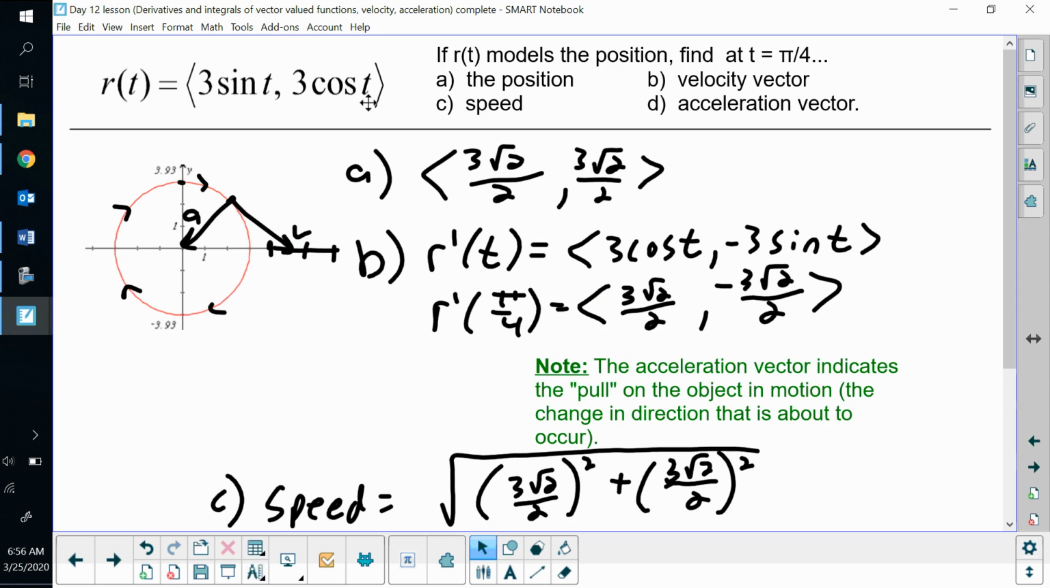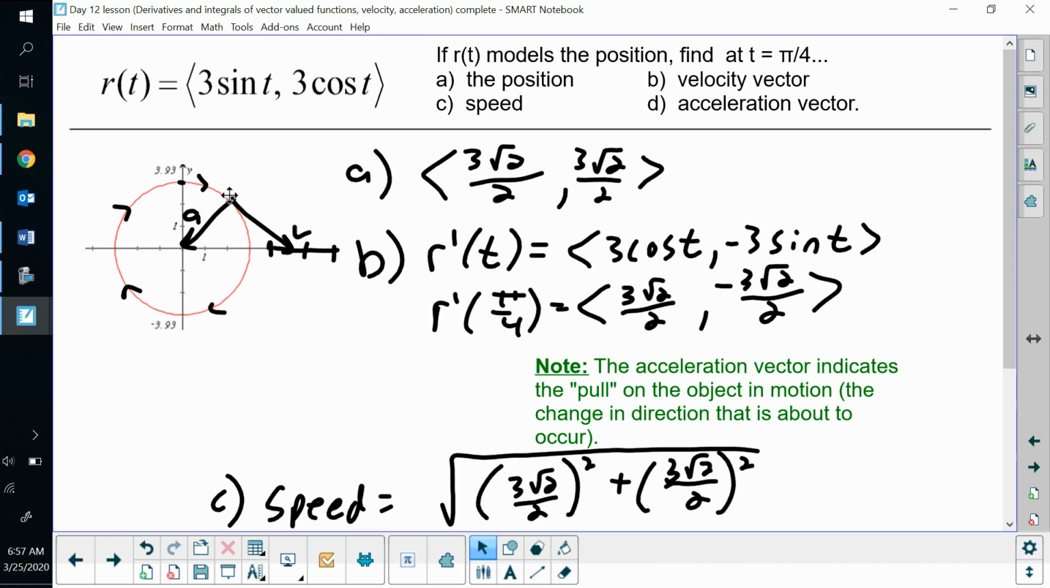So say we have this original vector valued function. We want to find each of these things at pi over 4. Well, the original position, just sub in pi over 4. They'll each give you a square root of 2 over 2 times the 3, so we get this. For our velocity, we'll take the derivative. So here's your derivative of each of the parts. Then at pi over 4, those are each square root of 2 over 2's.